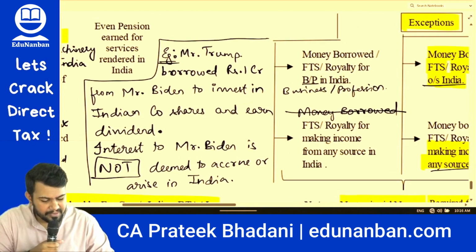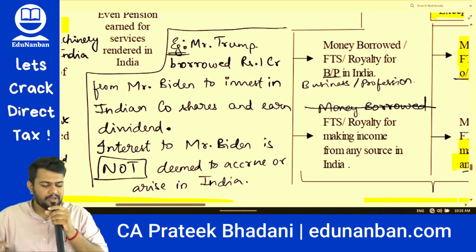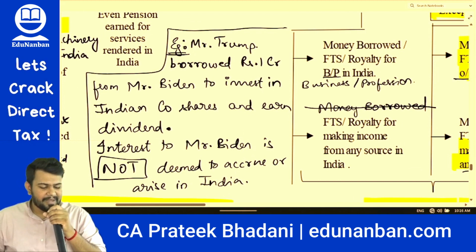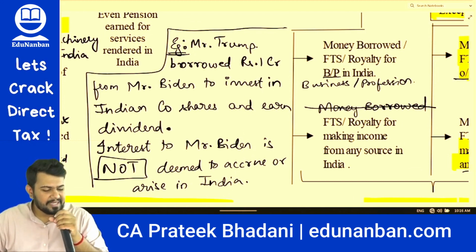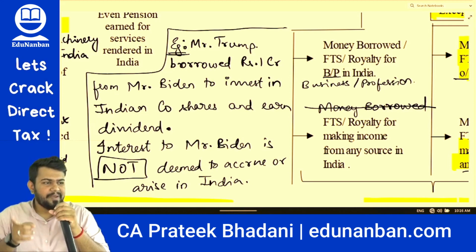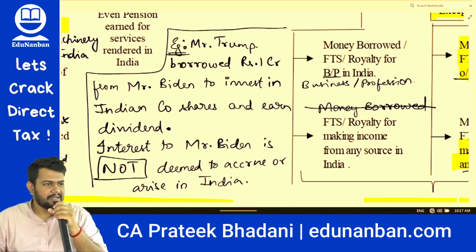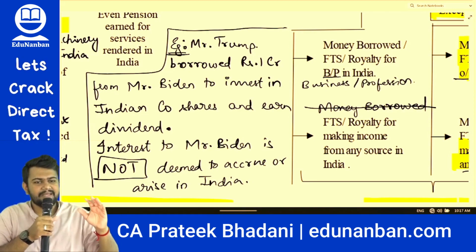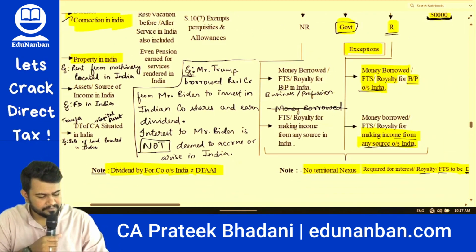I gave you an example. Mr. Trump borrowed 1 crore rupees from Mr. Biden to invest in Indian company shares and earn dividend. Okay? Then interest paid on the loan will not be deemed to accrue or arise in India. Because it is not business income, it is other source of income.